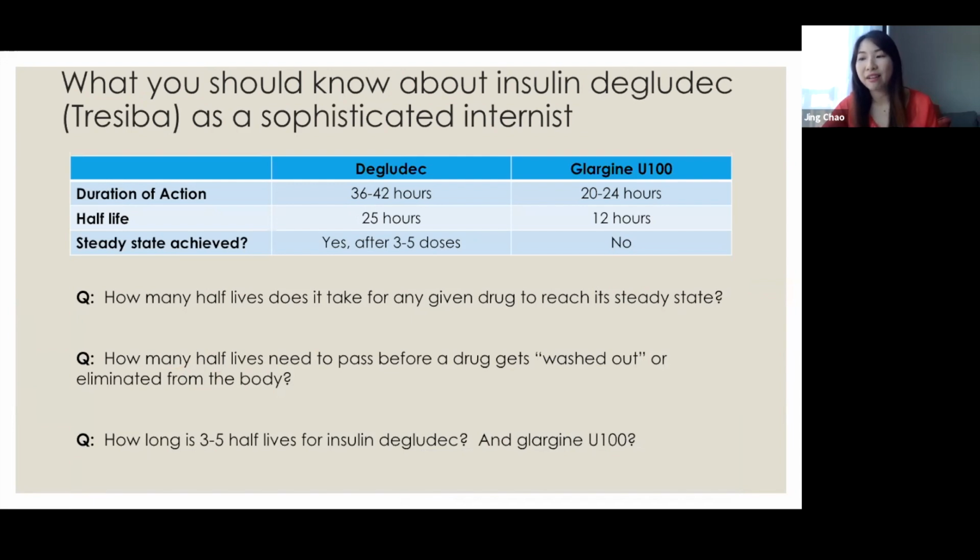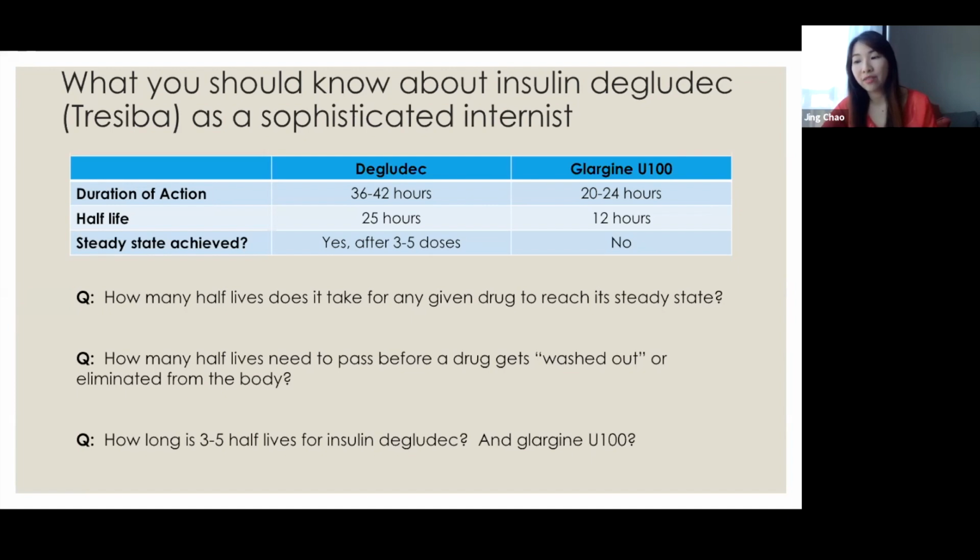and a half-life of 25 hours. If you consider insulin glargine U100, better known as Lantus and Basal, Glargine U100 used to be the longest acting of basal insulin that we had before we had insulin degludec and Glargine U300. Glargine U100 has a duration of action of only 20 to 24 hours, and the half-life is only 12 hours. As you can see, degludec lasts almost twice as long as Glargine U100.